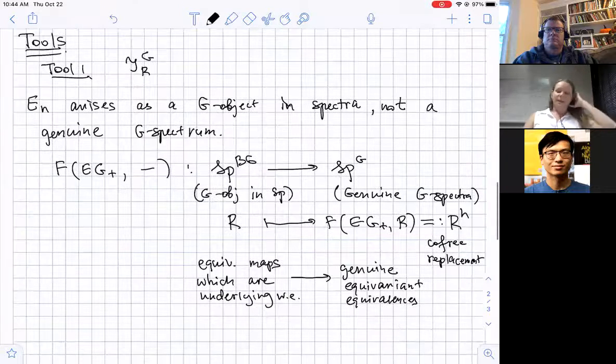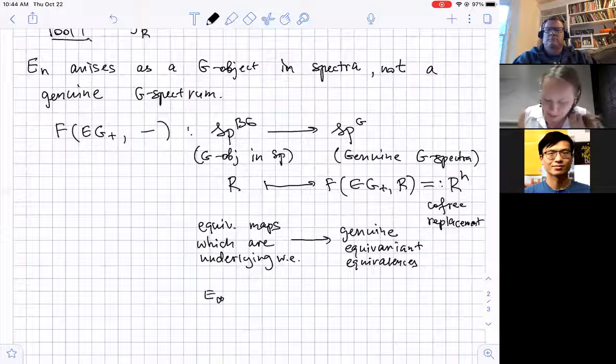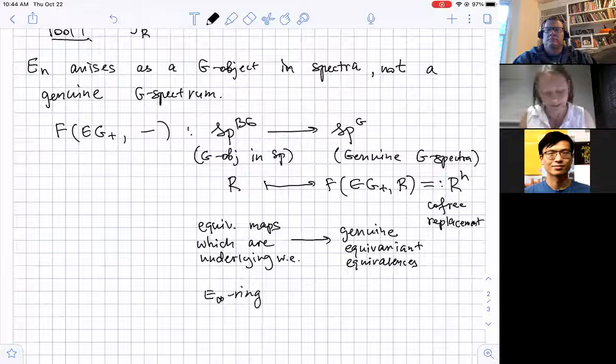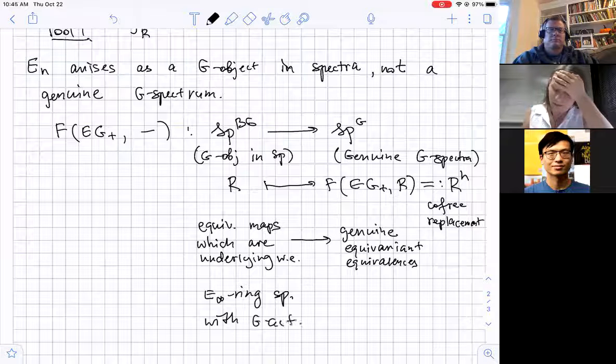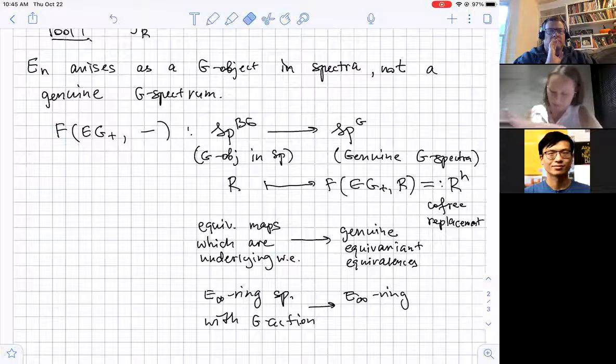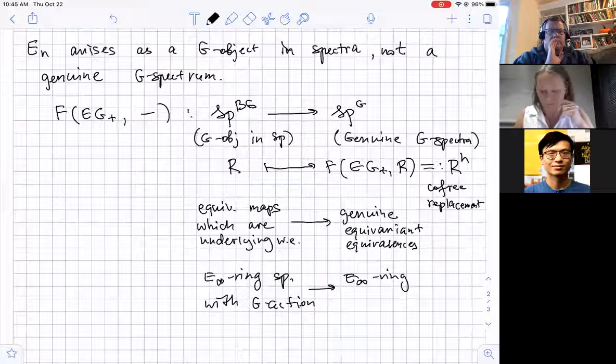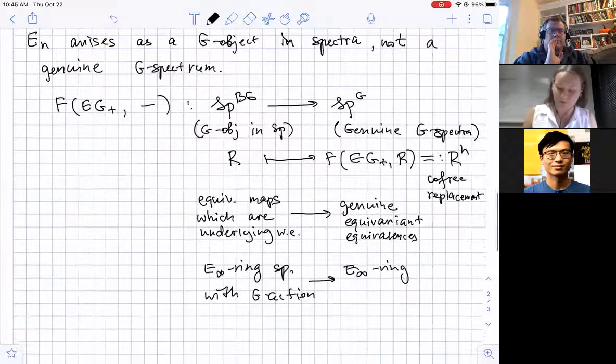Okay, and it takes E infinity ring spectra, so this is what we actually need. It takes E infinity ring spectra with E infinity G action to E infinity rings in genuine G spectra. I don't want to write this down; these are E infinity rings appropriate to this category. Okay, great. So this functor preserves all the properties we want.